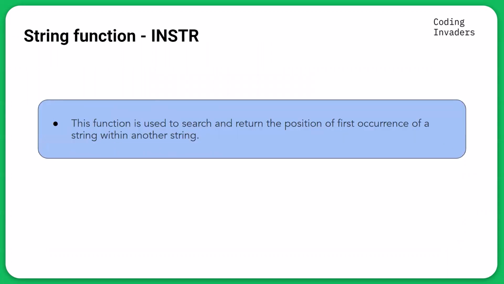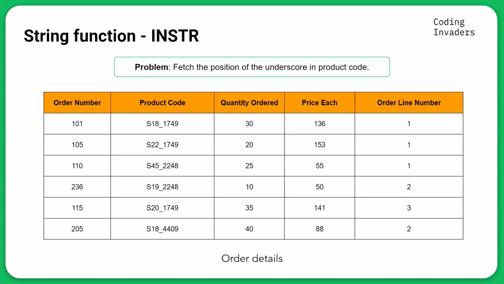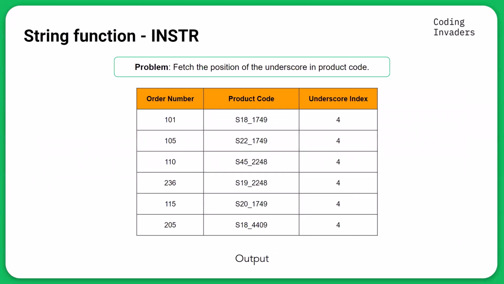Next string function is instr. This function is used to search and return the position of the first occurrence of a string. Let me take an example. Let us consider the same table order details and the same column product code. Now, I want to get the position of the underscore in the product code. Can you tell me what is the position of the underscore in this product code column? Right, it is 4. So, our output will look like this.